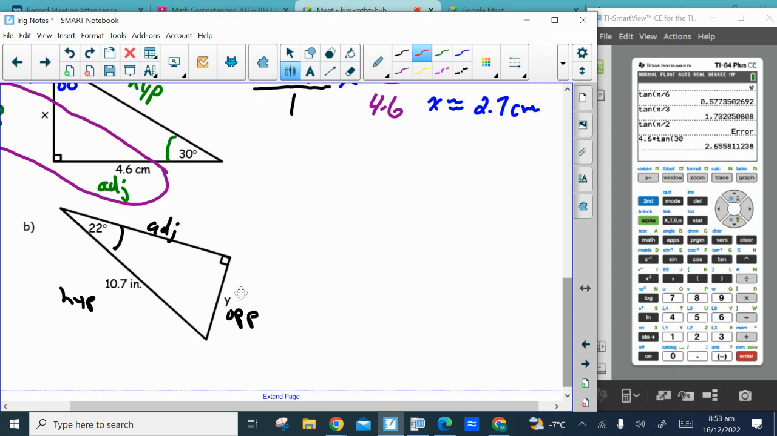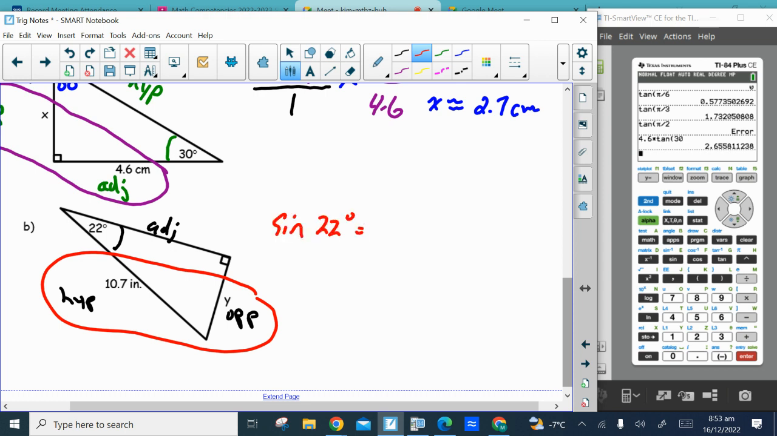And now we need to see which two sides we're going to use. We want to find y, which is the opposite. We're given 10.7, which is the hypotenuse. We're not given the adjacent. We're not asked to find it. We're not using it. We're using opposite and hypotenuse. And SOHCAHTOA tells us that the sine ratio uses opposite and hypotenuse. The sine of the angle of 22 degrees equals, and again, the SO part tells us it's O first, H second. Opposite on top, hypotenuse on the bottom.